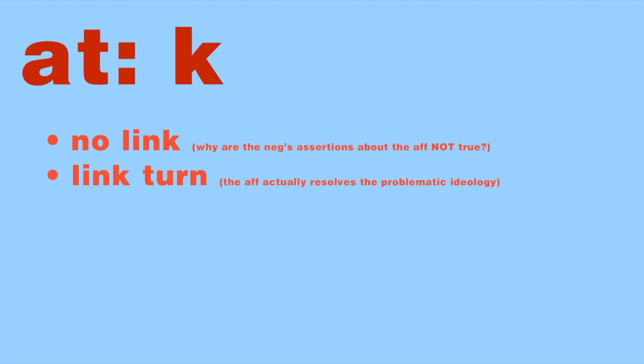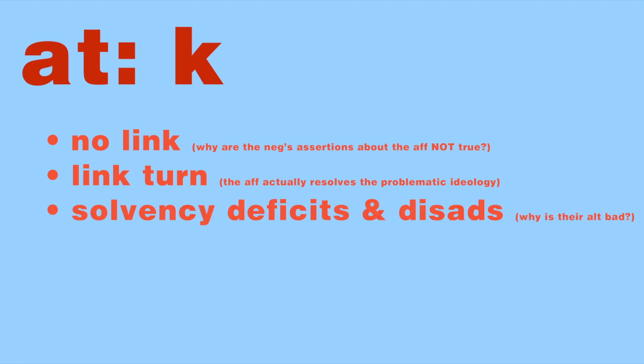When answering a critique, don't be intimidated because at the end of the day, they're just another argument. You can first challenge the individual components of the argument. Why is their theory of power wrong? Does the world actually operate differently? You can make no-link arguments here. Ask, why are their assertions about the AF's assumptions not true? Maybe the AF actually changes these assumptions. That would be a link turn. What if the alt isn't actually that great? You can make solvency deficits and disadvantages to the alternative.